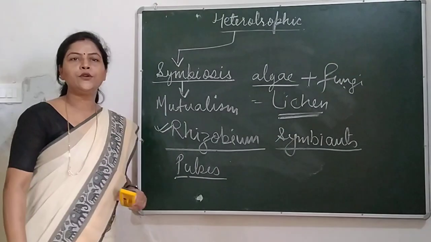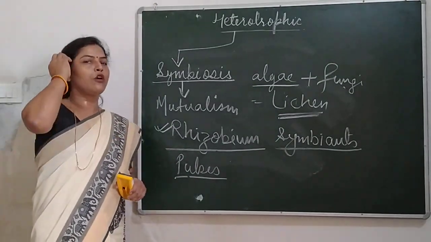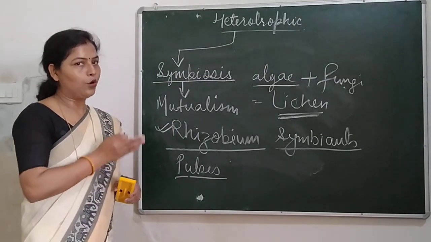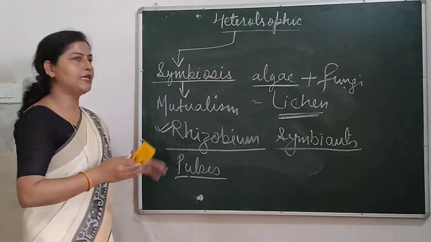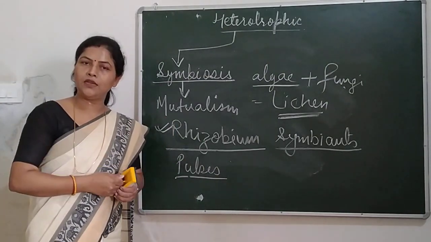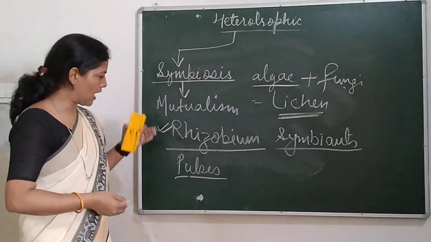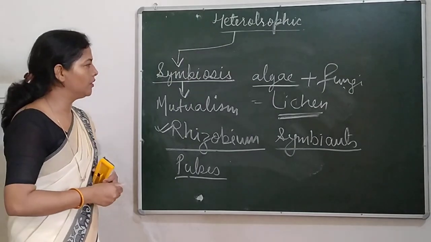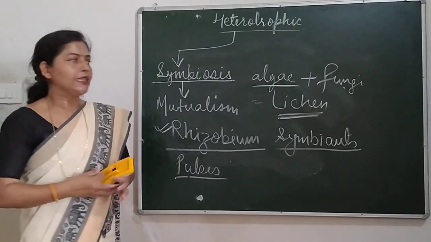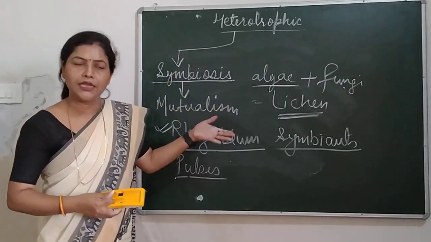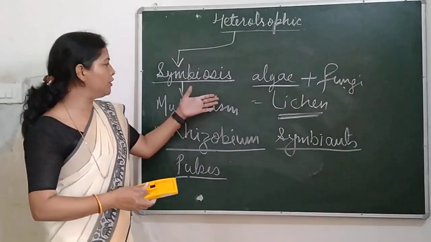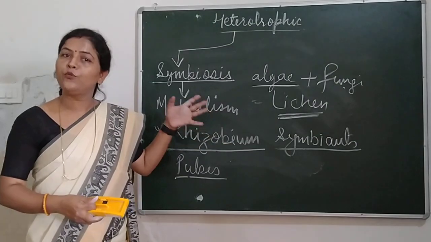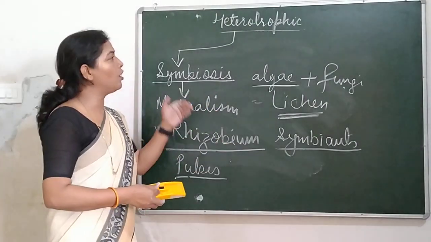So what did we learn today? Today we learned the heterotrophic mode of nutrition in non-green plants. All types: parasitic, saprophytic, insectivores and symbiosis. I hope you have understood. If you don't, then see this video again and again. Then I'm sure that you'll be able to answer all questions related to this heterotrophic mode of nutrition in non-green plants.